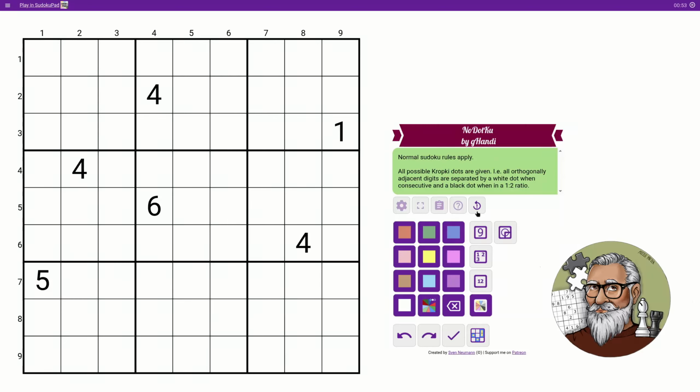Sip of tea. Restart. Don't know if we need colors.